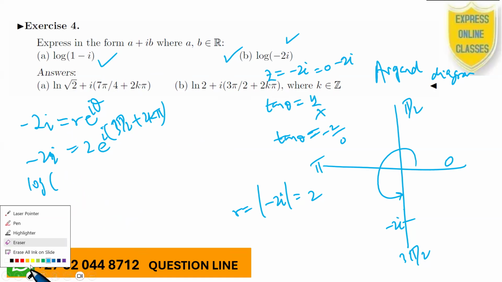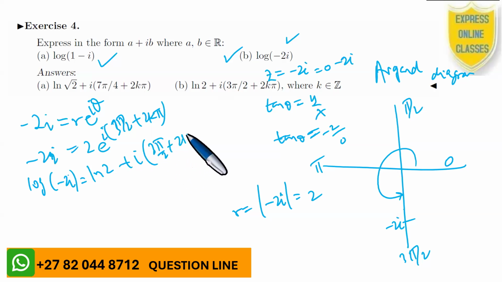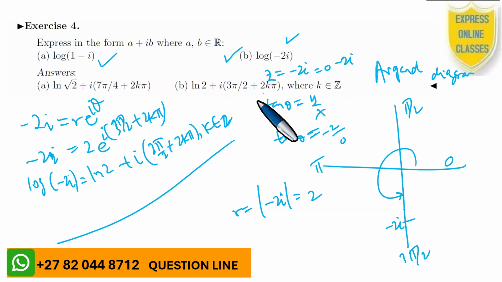So you have this one, and the log of this becomes the ln of 2. Then you bring this one down: 3 pi over 2 plus 2k pi, k in z, which is the answer to this one. With the argument 3 pi over 2 radians, which is sitting here, or just 270 degrees, but obviously we're not using degrees, we use radians, okay?